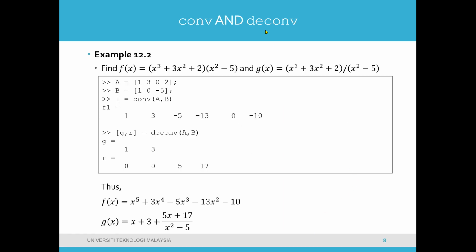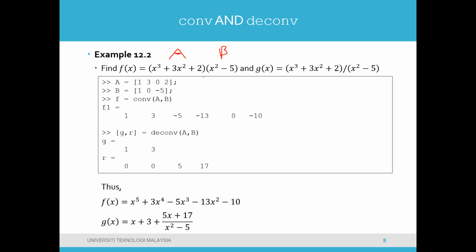So this is an example of conv and deconv, multiplication and division. We look at example 12 and 2. So this is a function and this is a function of x. You can copy here. This is A, and this is B. Make sure you know how to convert this.